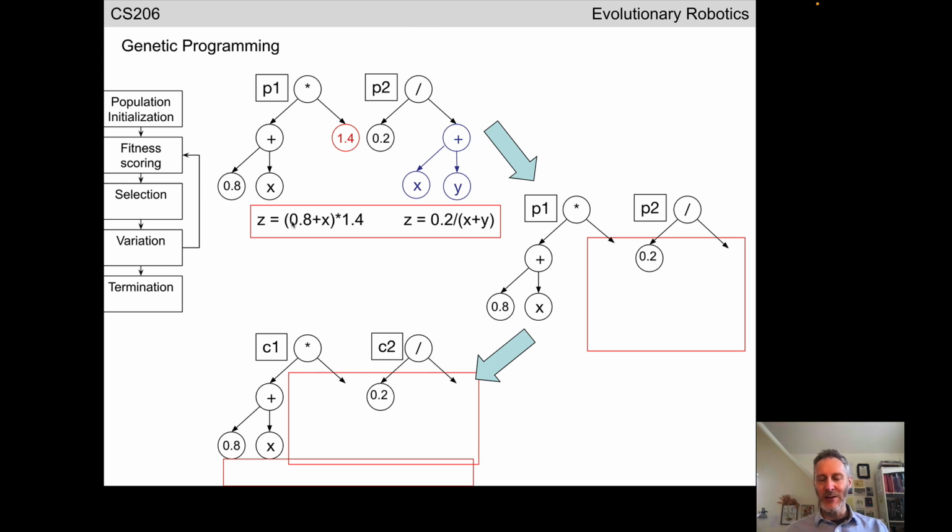This is just for us. The genetic programming doesn't actually do this. Genetic programming just maintains a population of trees. Okay.